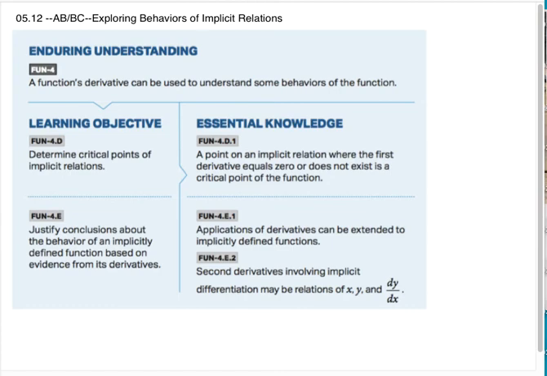Okay, this is AP, AB, and BC Calculus, and we are doing the last section in Unit 5, which is 5.12, Exploring the Behaviors of Implicit Relations. So basically here we're going to be doing implicit differentiation, but looking at the curves the same way that we looked at f and f prime and f double prime, but in curves where the curves are in terms of both x and y. So let's go ahead and move forward.